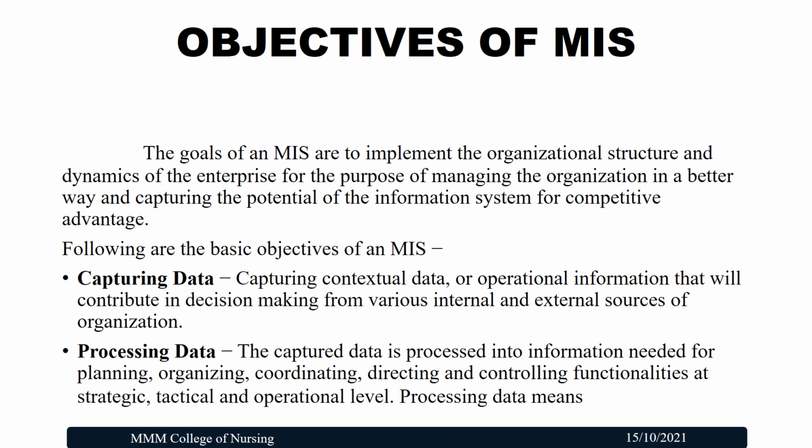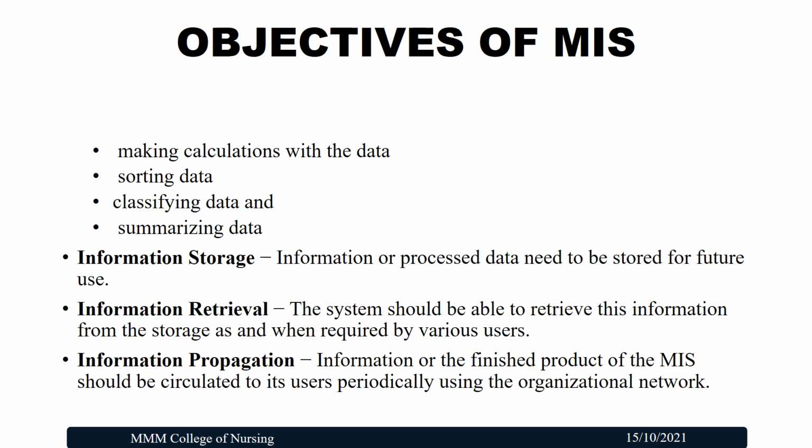The next one is processing data. The captured data is processed into information needed for planning, organizing, coordinating, directing and controlling functionalities at strategic, tactical and operation level. Processing data means making calculations on the data, sorting data, classifying data and summarizing data. The next one is information storage. Information or processed data needs to be stored for future use.